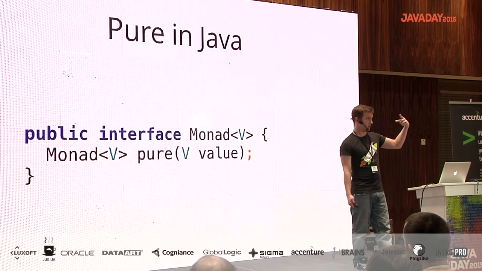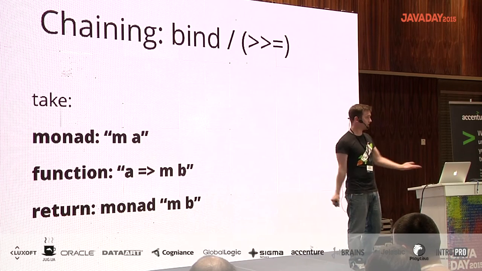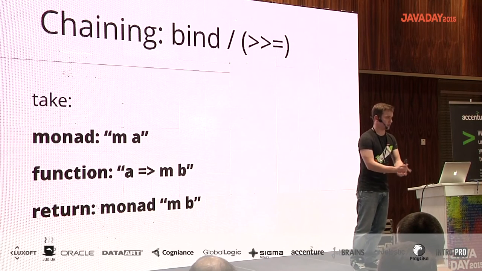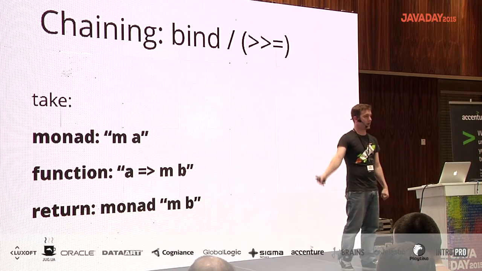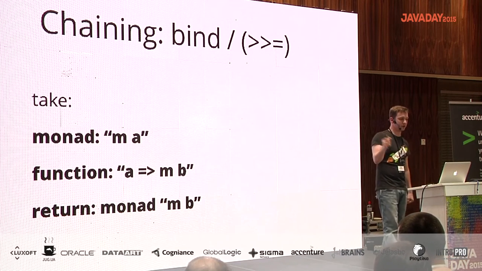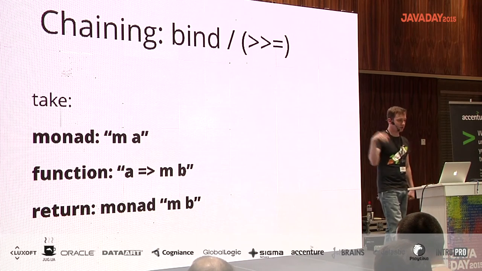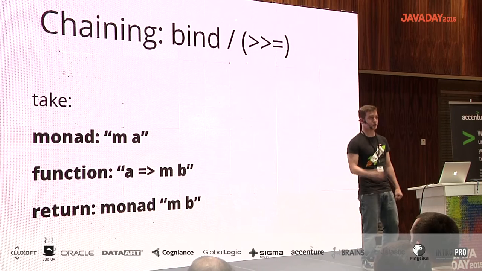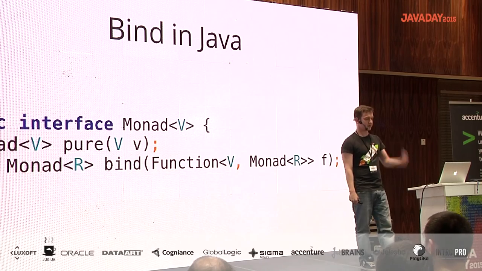As you remember, we had two methods to do. We have wrapping and we have chaining, so we're halfway there. The second part will be chaining, and the chain signature will do this. It will take a monad, and it will take a function, because we want to chain functions, and it will return a monad over a different type. So we take a monad of A, and we take a function from whatever is inside that monad, and the function produces a different one, and that will be returned. In terms of Java code, which is probably much simpler for you to understand, the bind specification will be this.